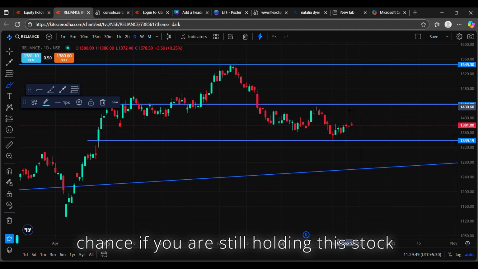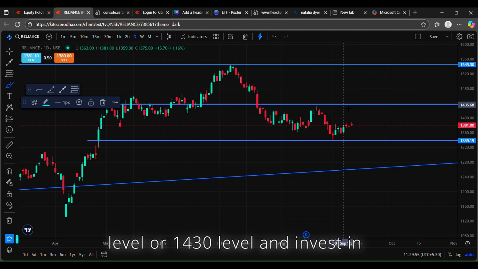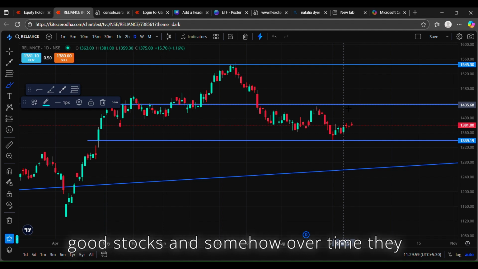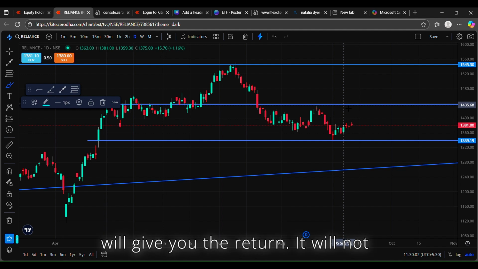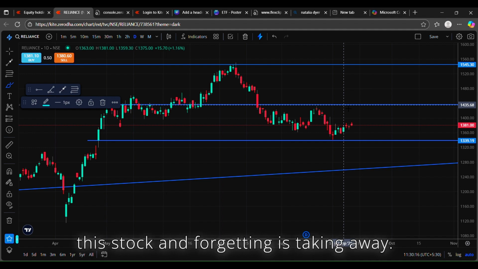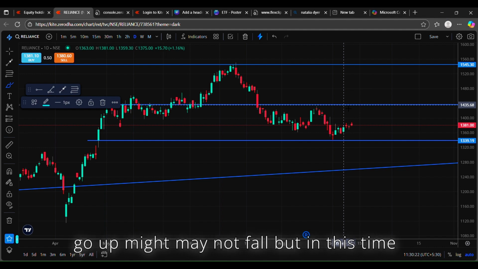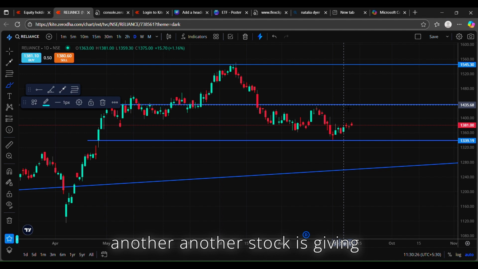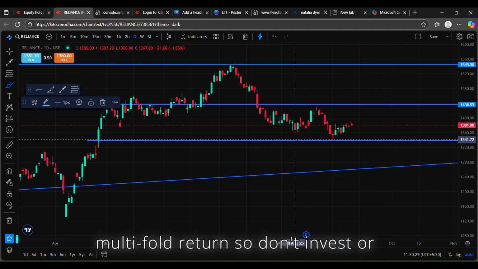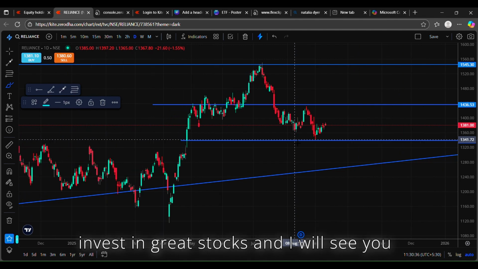And by any chance, if you are still holding this stock, do make sure to come out of it at 1450 level or 1430 level and invest in good stocks, and somehow over time they will give you the return. It will not take away your money power, and also it will not take away your opportunity. Investing in this stock and forgetting it is taking it away. This might not go anywhere, it might not go up, may not fall, but in this time another stock is giving multi-fold return. So don't waste your money power. Invest in great stocks, and I will see you with another stock.